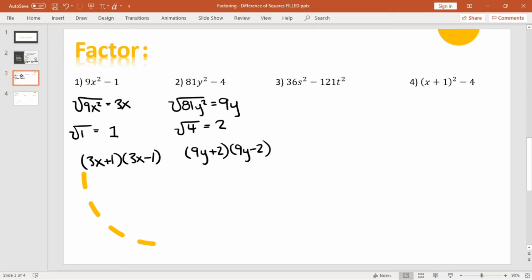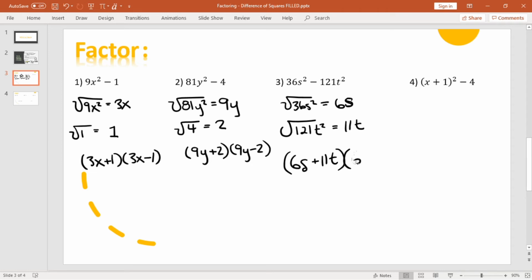Number 3, bigger numbers, still perfect squares. Root of 36 is 6. Root of s squared is s. Root of, and that looks like 65, but it's supposed to be an s. There we go. Root of 121, t squared. Root of 121 is 11, and root of t squared is t. So a grosser looking one, 6s plus 11t, 6s minus 11t. Same.